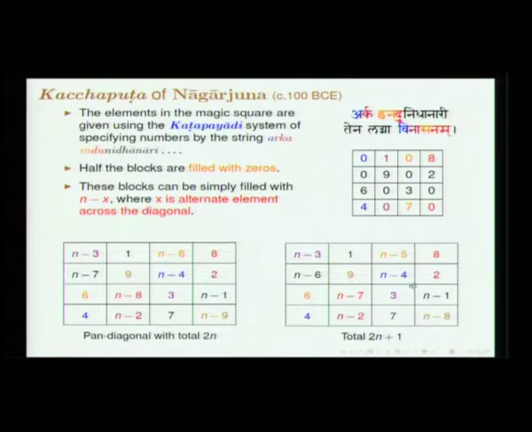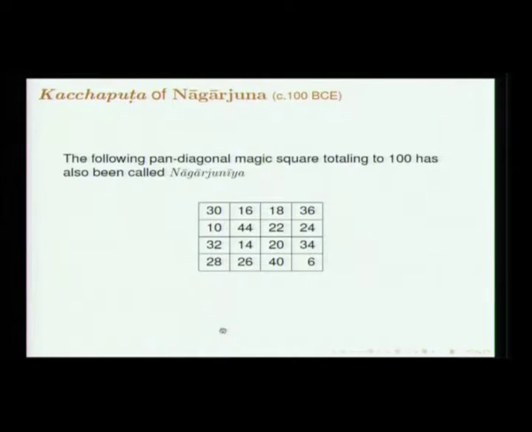Pardon? X is the alternate element. Yes, alternate element in the sense that you see here n minus 2 and 2, that is why I have put 6 and n minus 6, and n minus 3 and 3, diagonally, okay. So this magic square whose sum is 100 is also just to convey to you the kind of antiquity. It is called Nagarjuniya, associated with Nagarjuna.